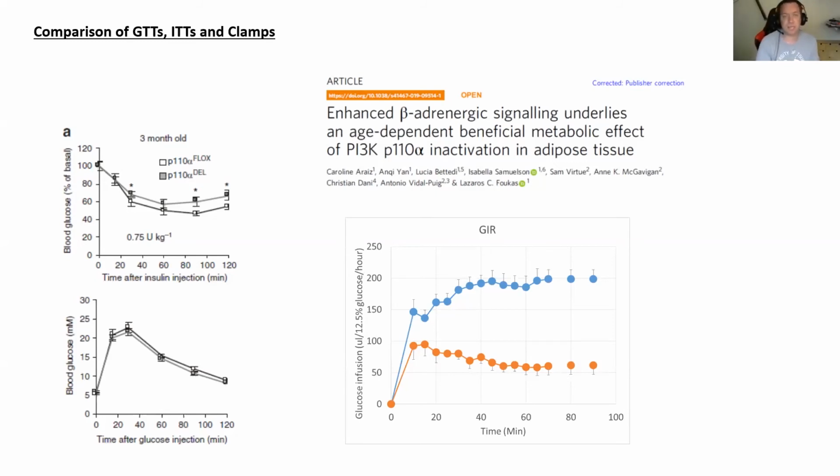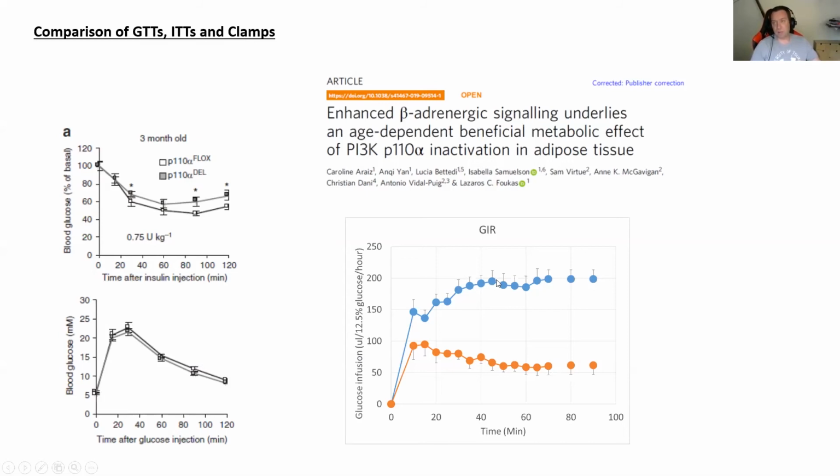This is just showing some data from a paper we published last year, working in collaboration with Lazarus Fuchs. It was looking at an adipose tissue-specific deletion of P110 alpha, part of a PI3 kinase complex. We deleted P110 alpha, and you can see the ITTs here. They're a bit different, which is nice. The knockout is showing a little bit of an effect here. The GTTs are absolutely identical. But then when we clamped these mice, we could genotype the mice off their glucose infusion rate.